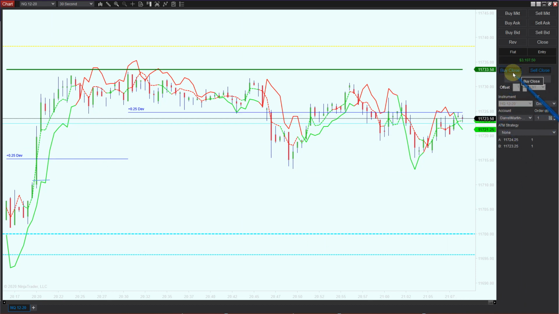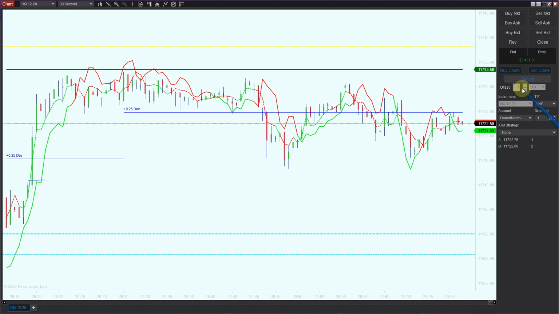We're going to make a buy high, sell low, and we have a buy close, sell close. So these will allow you to buy or sell if the bar breaks the high. That's in development right now. So hopefully in the next couple weeks we'll have that out.